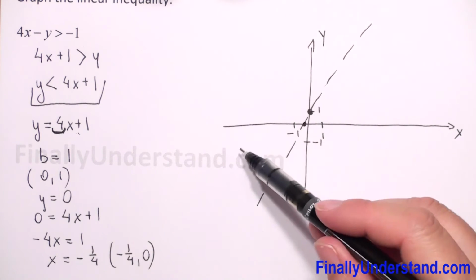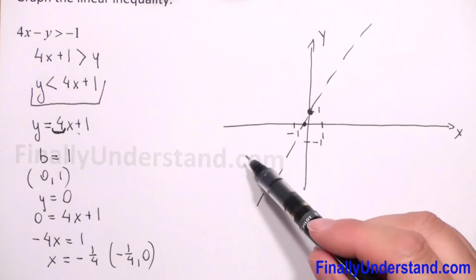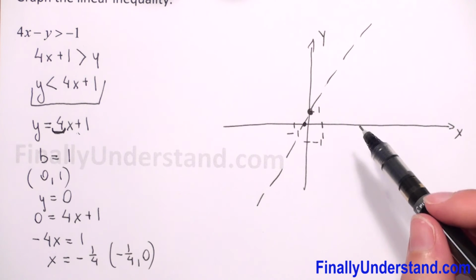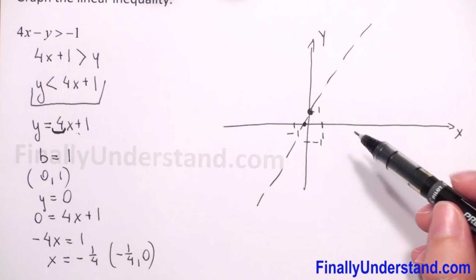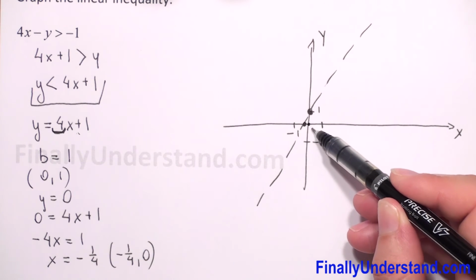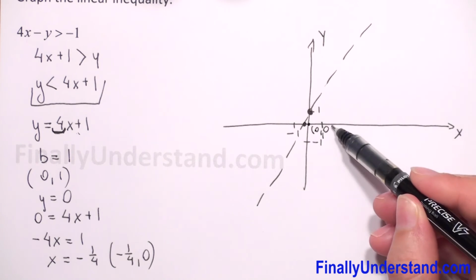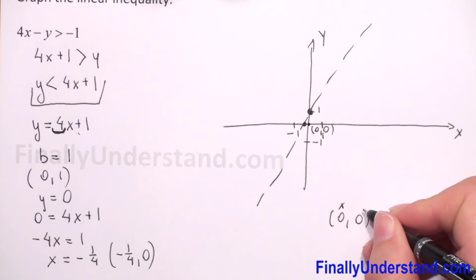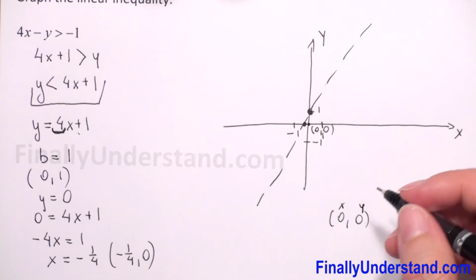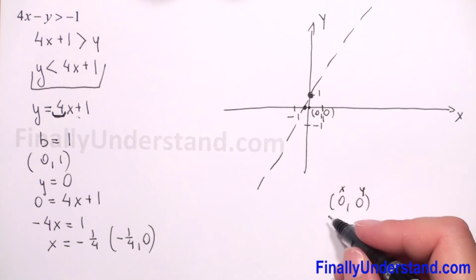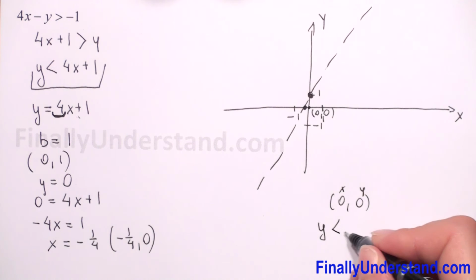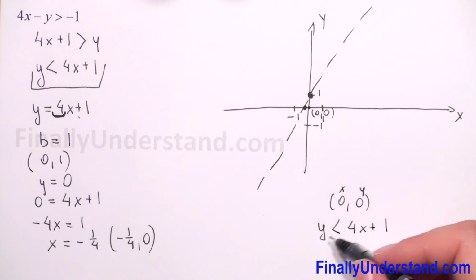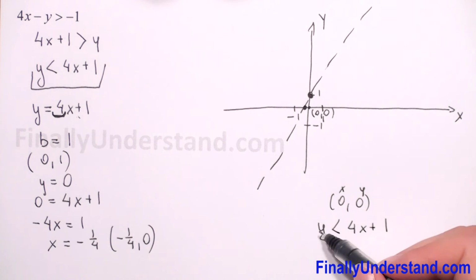And now we have to choose which half of the plane we have to shade. The easiest way is to always choose a point, and the easiest point is (0, 0). This is the first coordinate x, this is y. So let me copy our inequality. y is less than 4x plus 1. So x we have to substitute by 0 and y by 0.